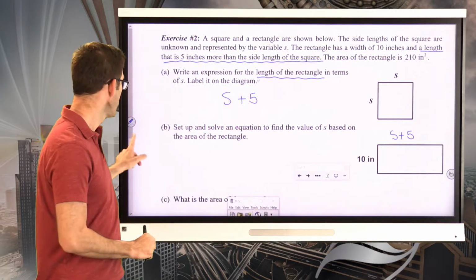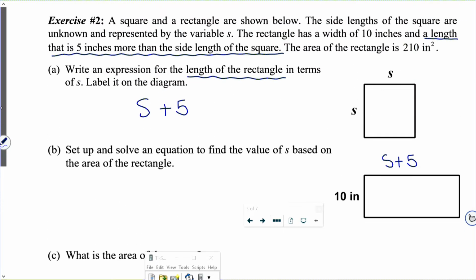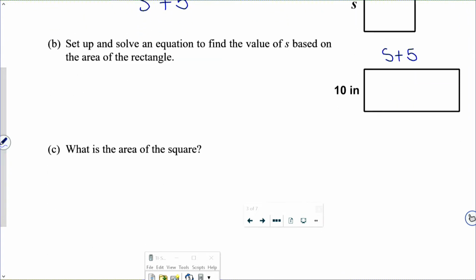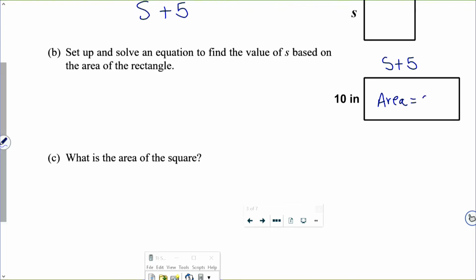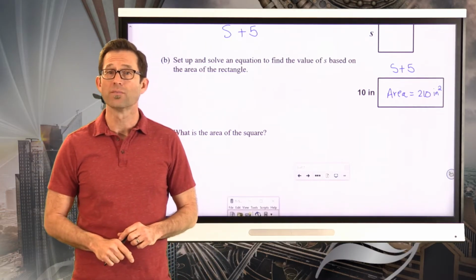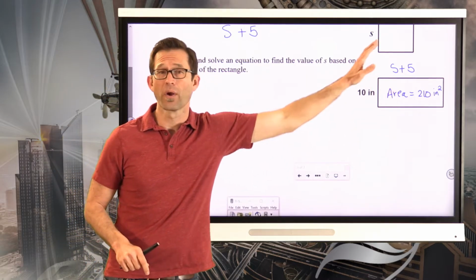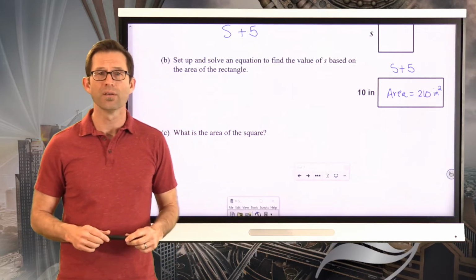All right, now letter B. Set up and solve an equation to find the value of s based on the area of the rectangle. So really quick, let's go up here. What was the area? The area was 210 square centimeters. Sorry, hold on. 210 square inches. Square centimeters wouldn't have made any sense. All right, so the area is 210 square inches. We want to set up an equation involving this diagram. The square is kind of irrelevant at this point. That'll allow us to solve for s. Pause the video now and see if you can do that.